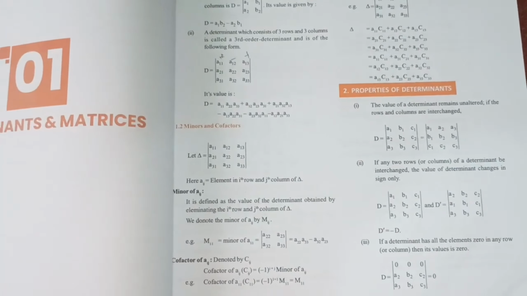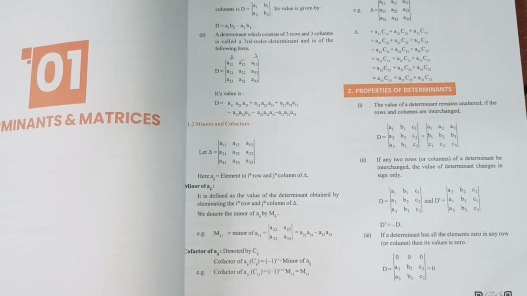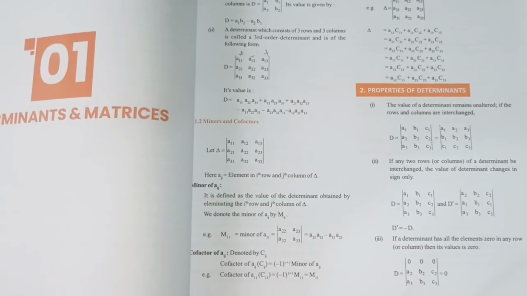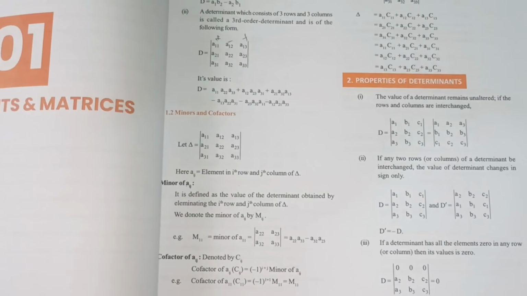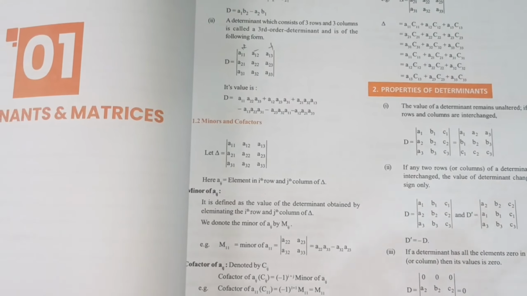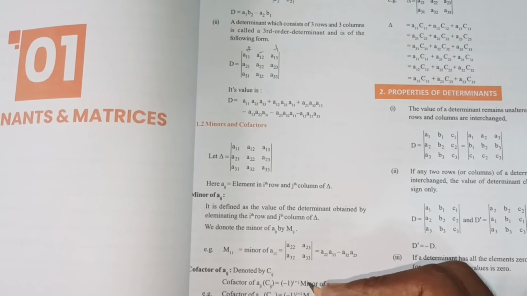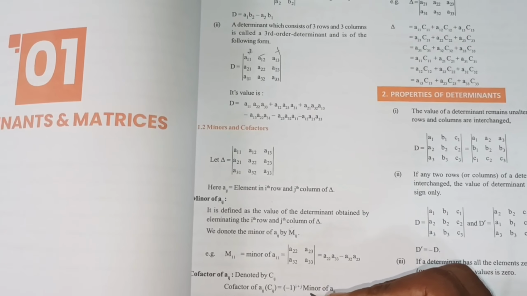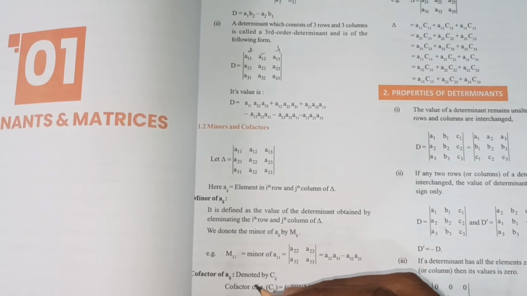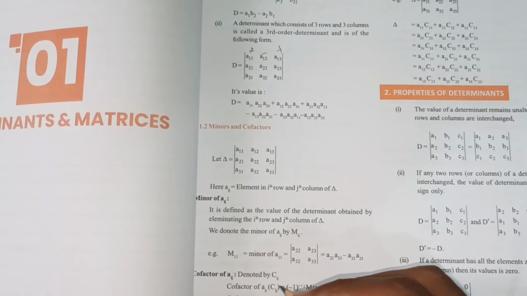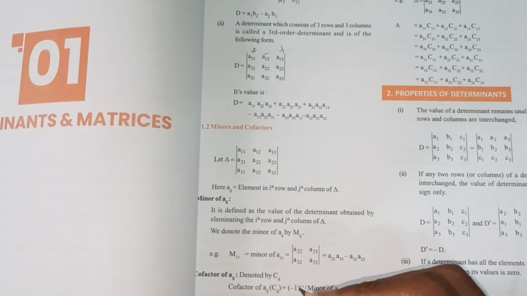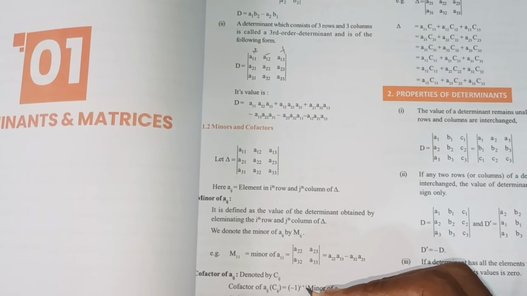Aij is one element of the determinant. So next, the cofactor of Aij. The cofactor of Aij is (-1) to the power i plus j times the minor of Aij. So here, what is the cofactor? The cofactor is (-1) to the power i plus j.